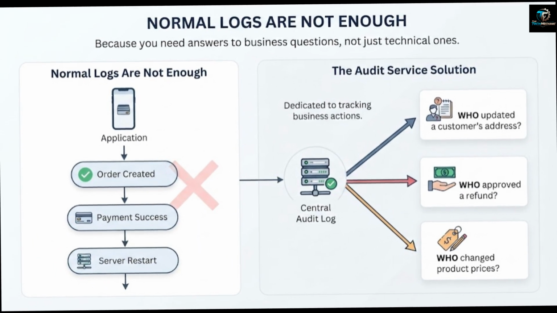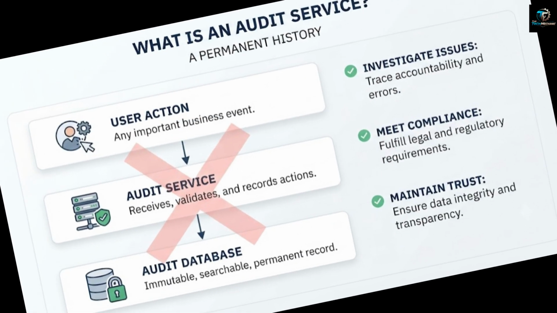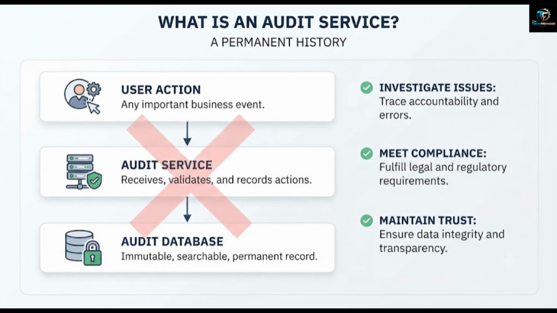Application logs are useful for debugging technical problems, but they don't answer business questions. Who updated a customer's address? Who approved a refund? Who changed product prices? Architects solve this by creating a separate audit service dedicated to tracking business actions. An audit service records every important business action performed by users or systems. Unlike application logs, audit records are permanent, searchable, and cannot be modified. They help organizations investigate issues, meet compliance requirements, and maintain trust.